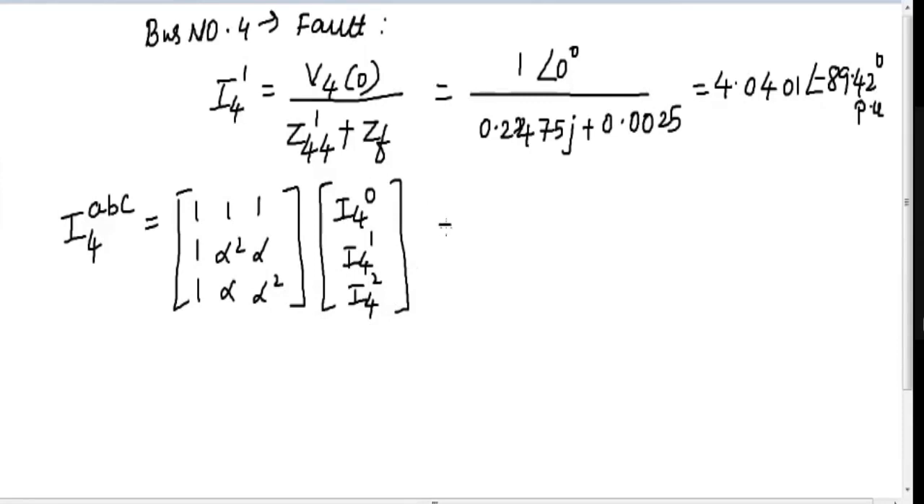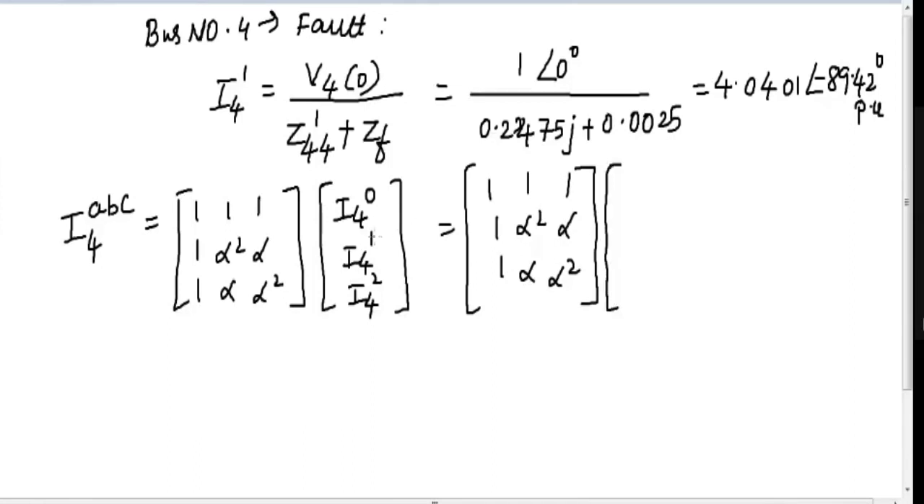So from here, what do we get? Let us see. We get the matrix [1 1 1; 1 alpha square alpha; 1 alpha alpha square]. Now, when we substitute the value of I for 0, in this problem you can see that the zero sequence component is not present, so we simply substitute it by 0. Then I for 1, we have just now calculated. So this is 4.0401 at an angle minus 89.42 degree, and the negative sequence is also 0. In this way we substituted IK0, IK1 and IK2. Now we have to solve this.